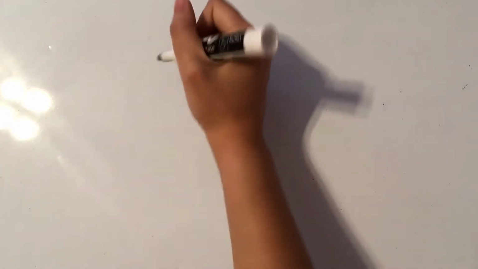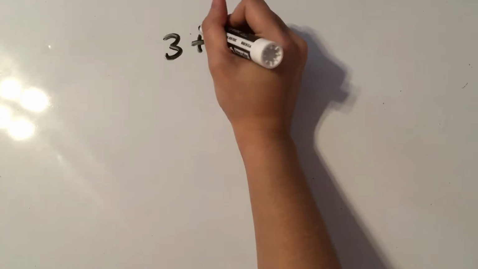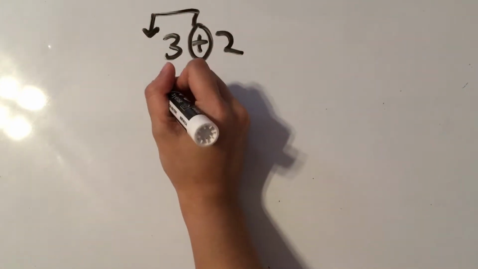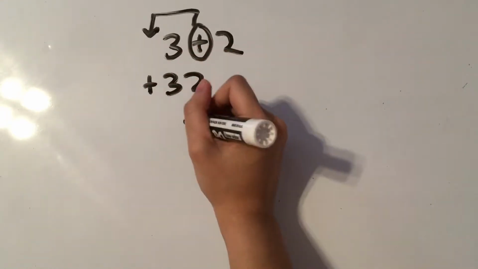So let's say you have an expression 3 plus 2. Prefix notation basically takes that operator and then moves it to the very front. So instead of 3 plus 2, you'd get plus 3, 2. Same thing for anything else.